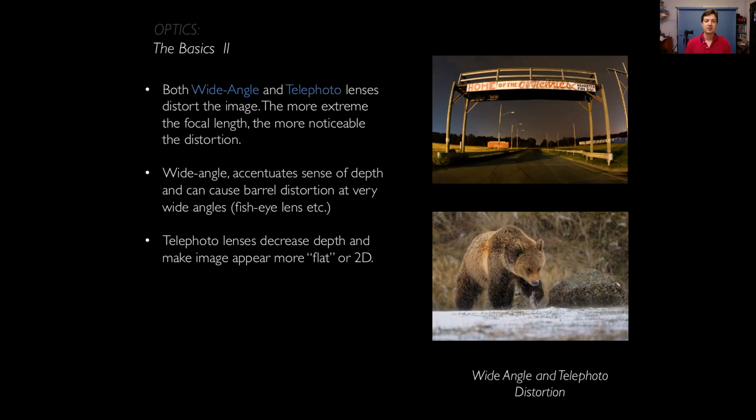Now, telephoto lenses decrease that depth. They do the opposite, and they make an image appear more flat or 2D than a normal lens, like a 50 millimeter lens. And you can really see that here with this bear. You've got a bear and you have a kind of big boulder here. If I was testing you, is that boulder in front of the bear? Is it behind the bear? Is it alongside the bear? It's almost impossible to tell. And that gives you a sense of how that space is being flattened by a telephoto.